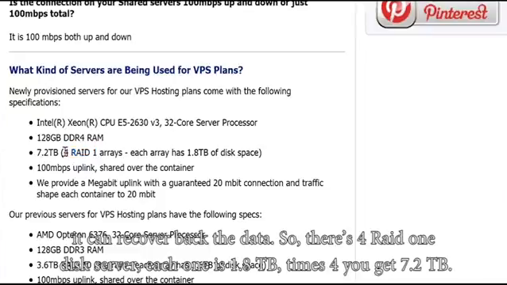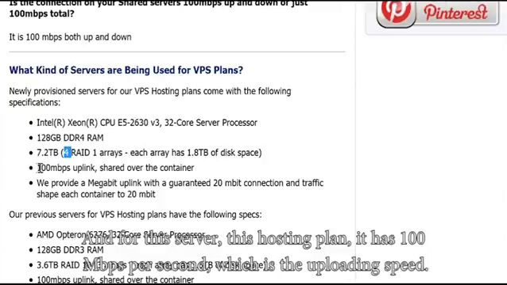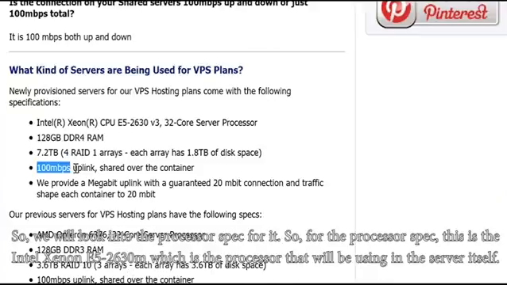So there are 4 RAID 1 disks in the server. Each of them is 1.8 terabytes, and times 4 you get 7.2 terabytes. And for this server, this hosting plan, it has 100 megabits per second of uploading speed. So we will look into the processor specification for it.